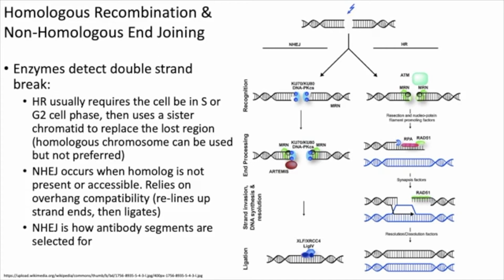But for the most part, you're going to have these compatible overhangs that will stick together with those hydrogen bonds, and then you just religate. This happens a lot. Non-homologous end joining is super common. It's one of the main ways that you would do it.